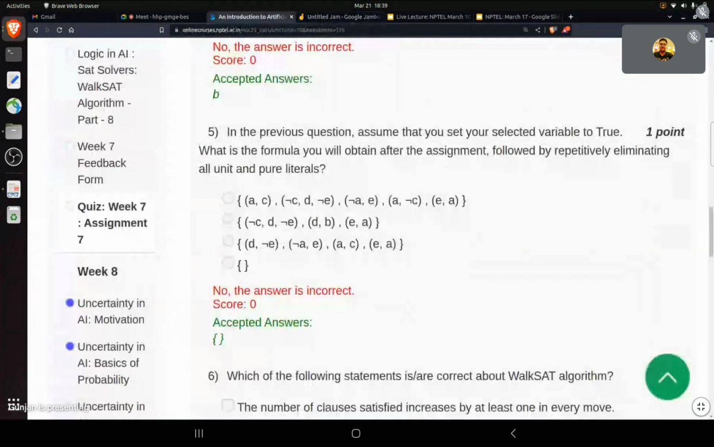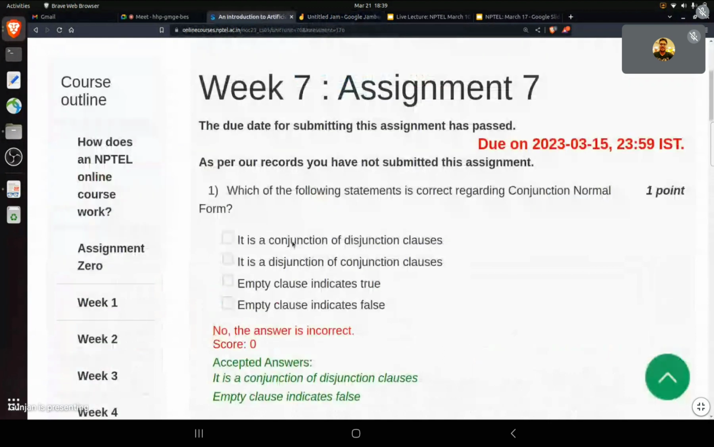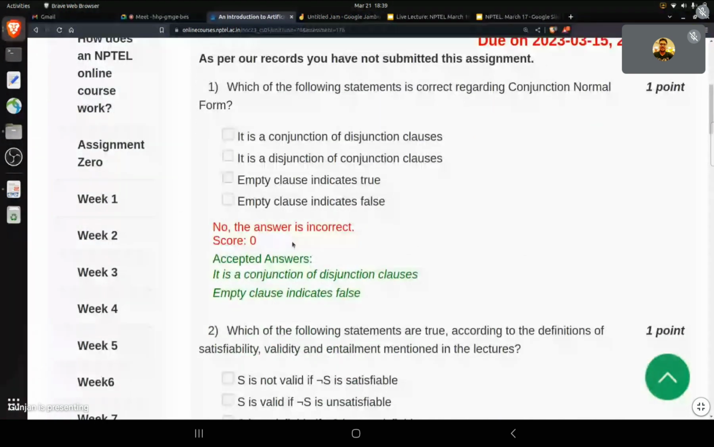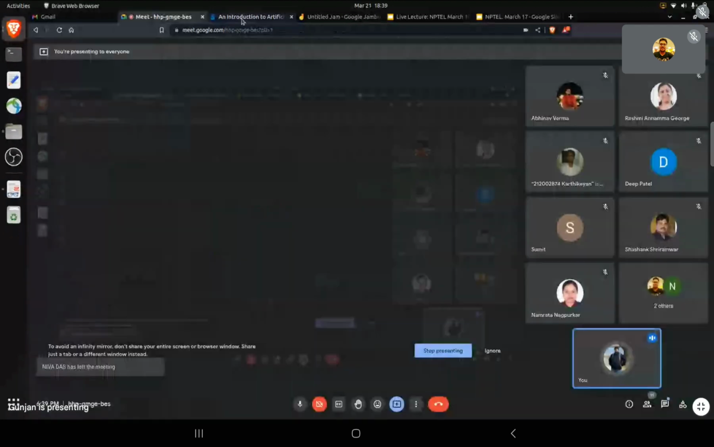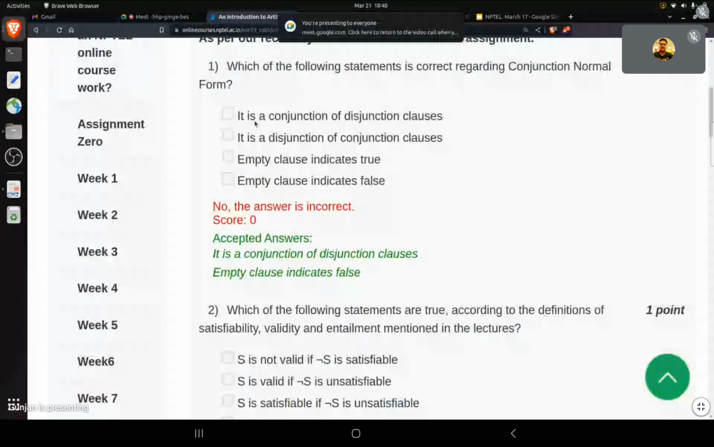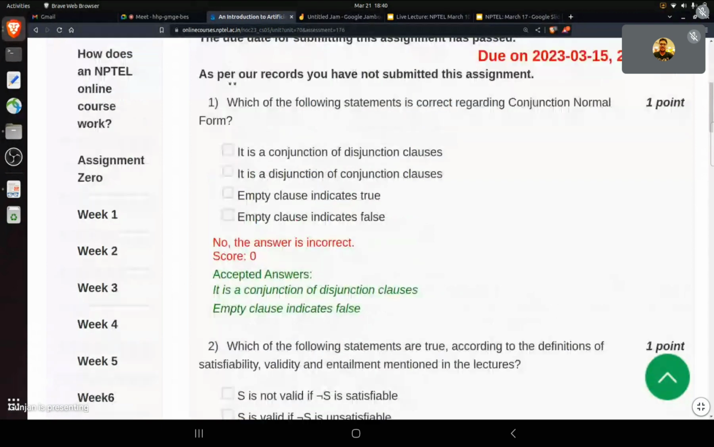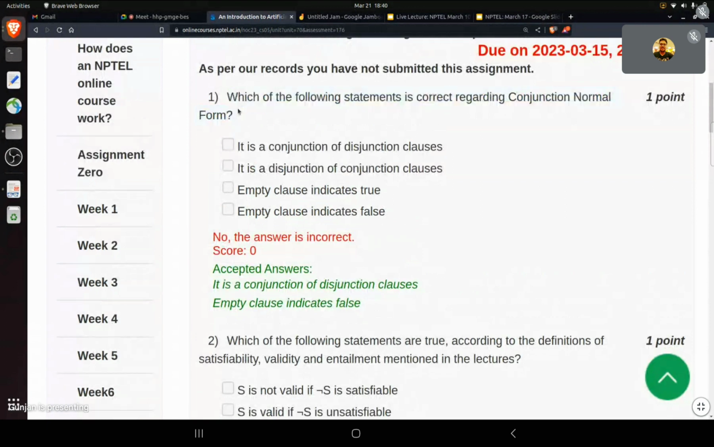So question number 1 and 2. What are the doubts? Someone had doubts in question 1 and 2. Yes, sir, I can't understand the question, sir. What was the question asking? Okay. So the first question is, which of the following statements is correct regarding conjunctive normal form? Do you understand what conjunctive normal form is, right?